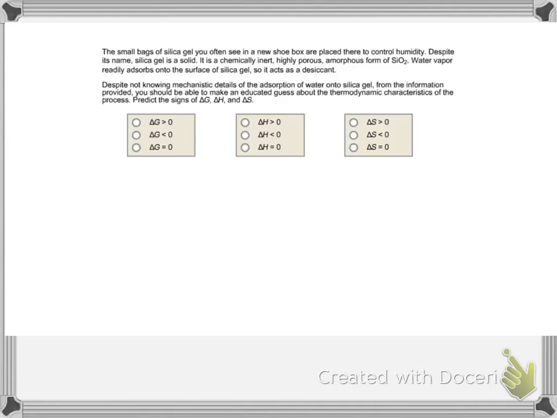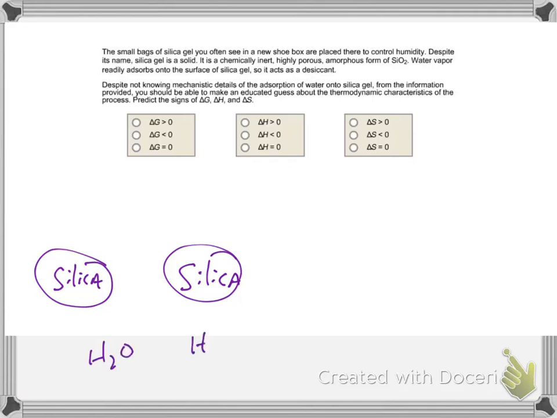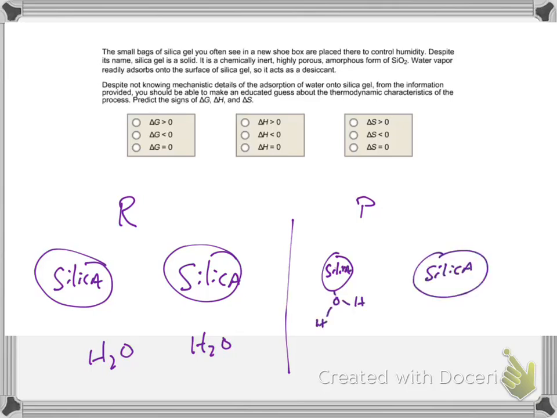Next. Here we have, so a picture will help with this problem. Here we have silica gel, and there's a bunch of water out in the atmosphere. We'll call that the reactants. And then when they react, meaning that water is absorbed onto the silica, it looks something like this. These are the two states, reactants and products. It's clear that the water is a lot closer to the silica in the products.